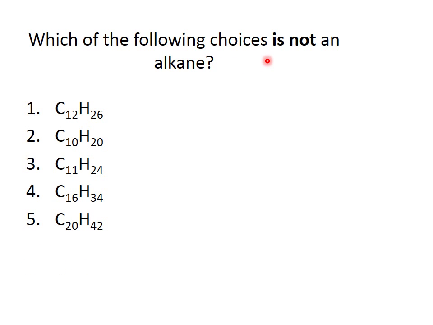Which of the following choices is not an alkane? Well, figure this one out and then restart the lecture. If I look at this, I refer back to my understanding that an alkane has the formula CnH2n+2. So on all of these, all I do is take the carbon number, multiply by 2, and add 2. This is 2n+2. This is only 2n. This is 2n+2. This is 2n+2. And this is 2n+2. So the correct answer is this one.